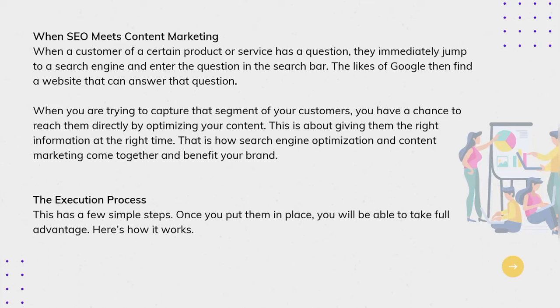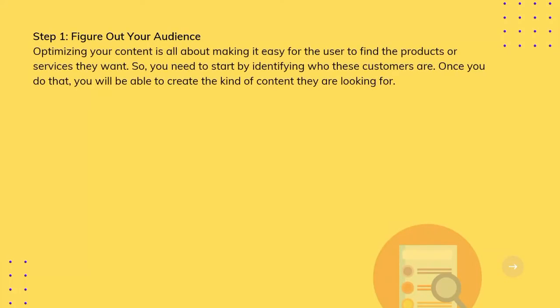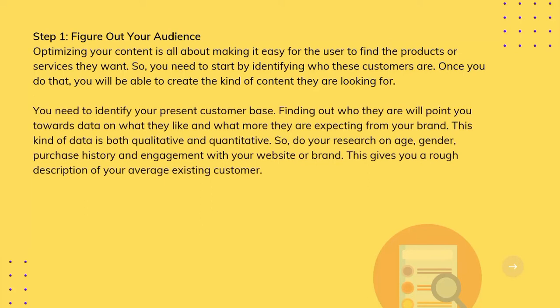Here's how it works. Step 1. Figure out your audience. Optimizing your content is all about making it easy for the user to find the products or services they want. So, you need to start by identifying who these customers are. Once you do that, you will be able to create the kind of content they are looking for. You need to identify your present customer base.